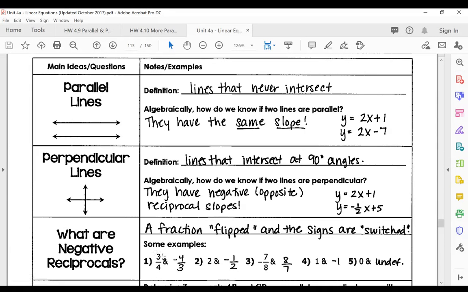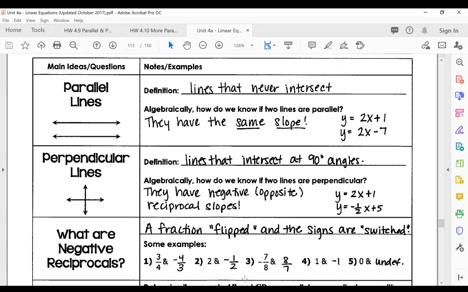Let's say you're given 3/4 as one of your slopes. Well, the negative reciprocal of 3/4 is negative 4 over 3. Again, since 3/4 is positive, then we make the next one negative, and then we just flip the fraction upside down. As we looked at in our previous example, the negative reciprocal of 2 is negative 1 over 2. That's because a whole number can be written as a fraction over 1.